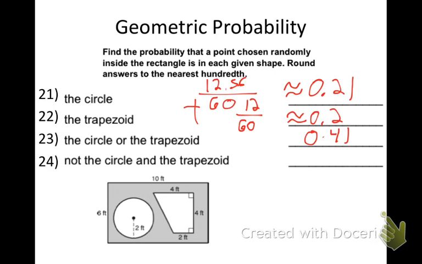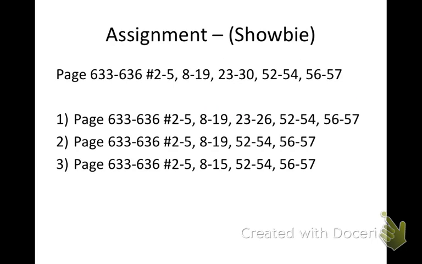And then number 24, not the circle or the trapezoid. Well, think about it. Like I just told Bailey, if I have 2 red marbles in a bag of 5, how many marbles are not red? 3. How do we get that? We subtracted. So if the probability is 0.41, what's the probability of it not hitting that? 0.59. Why? Because you just take 1 minus 0.41 there. Okay? And again, you got to find 2 areas, and then you're done with that. Nice job. Here's your assignment.